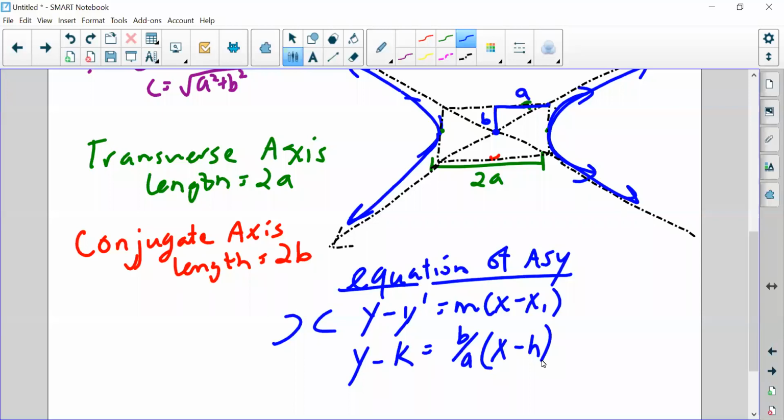Now, what if I'm finding this other asymptote? I go down B and over A. So how does that change my slope? Negative. And so I'm going to have two asymptotes. One is going to have a positive slope, one's going to have the negative slope, but it's going to have the same slope.